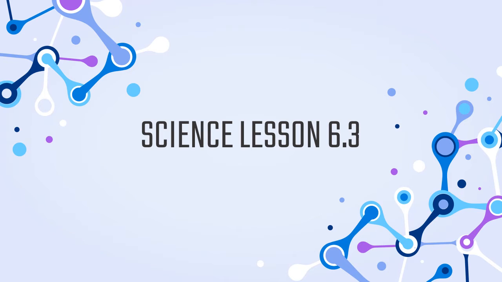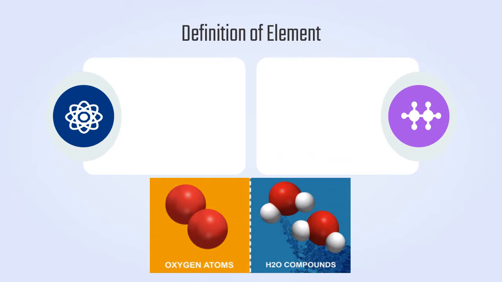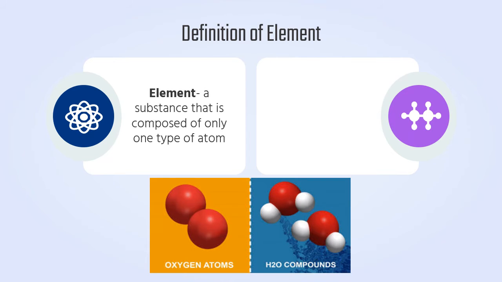Today we're going to be talking about elements. Specifically, we're going to be talking about elements as well as elements versus compounds. So what is elements versus a compound? Well, to start with, let's talk about the definition of an element. An element is a substance that is composed of only one type of atom.